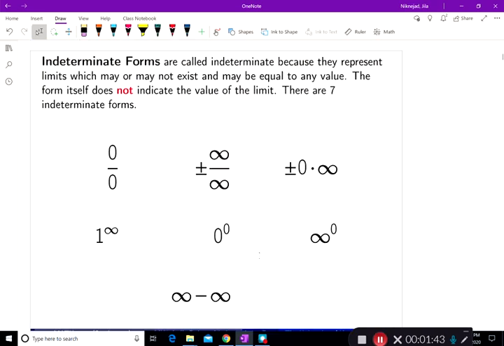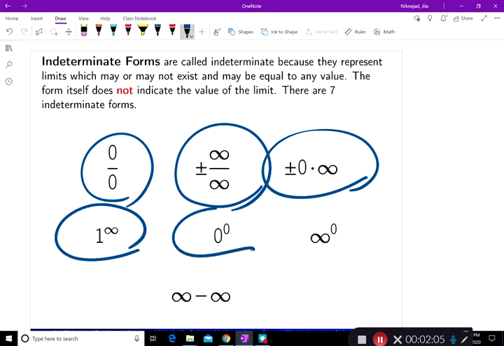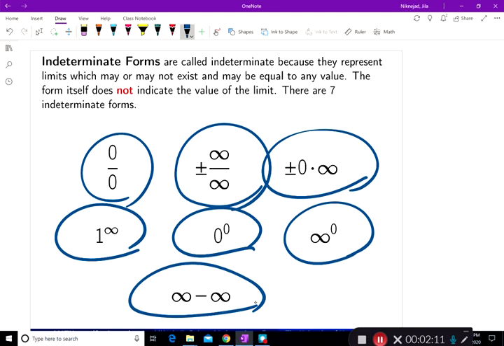But overall, what we call indeterminate forms are 0 over 0, positive or negative infinity over infinity. Again, it's just infinity over infinity in my mind. And then plus or minus 0 times infinity, 1 to infinity, 0 to 0, infinity to 0, and infinity minus infinity. These are the 7 forms, and we would like you to actually memorize this and know what forms are indeterminate forms.